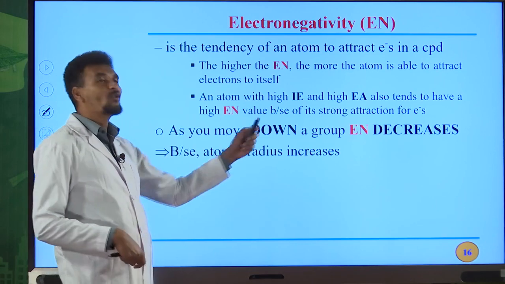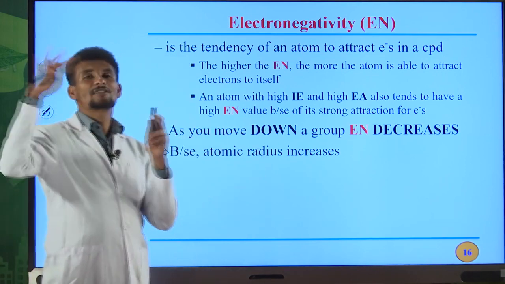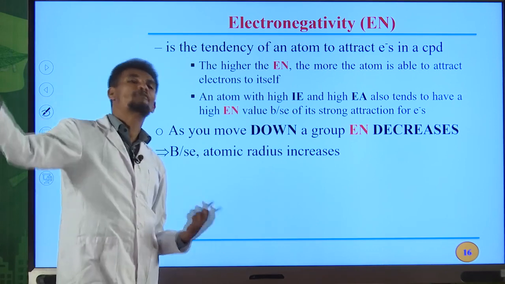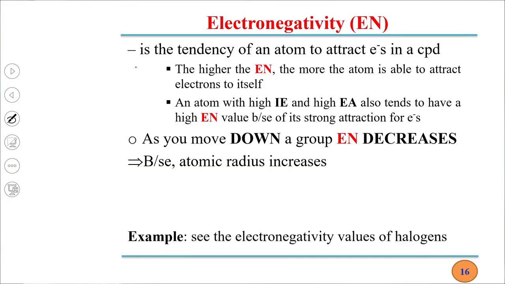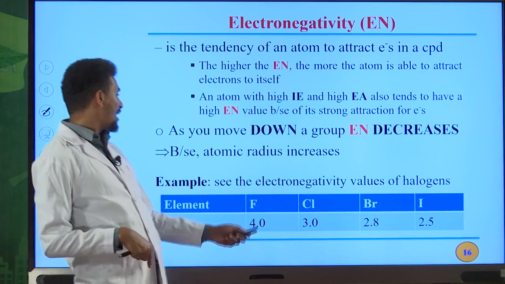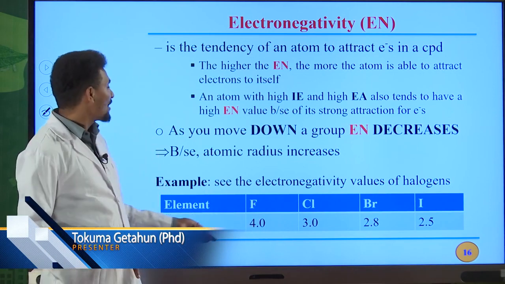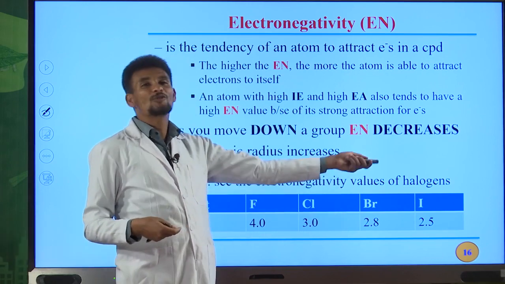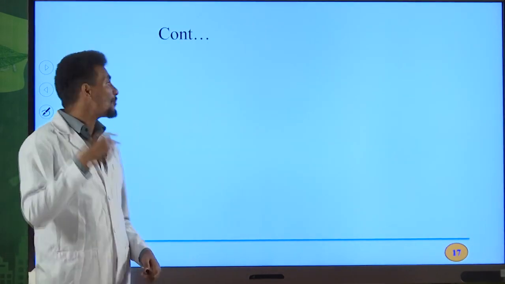The reason is that the atomic radius increases. If the atomic radius increases, the attraction between the valence electrons and the nucleus decreases, because the valence electrons are very far from the nucleus. Therefore, they do not attract extra electrons. That's why electronegativity decreases down the group. Okay, this is an example. The most electronegative element is fluorine. Its electronegativity value is 4. Chlorine has an electronegativity value of 3.0, bromine 2.8, iodine 2.5. So down the group, electronegativity decreases all the time. Remember this one.